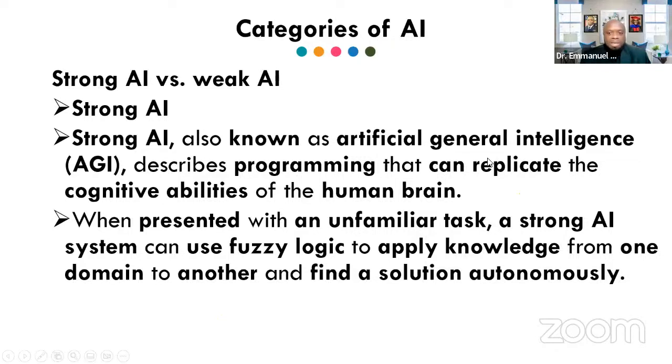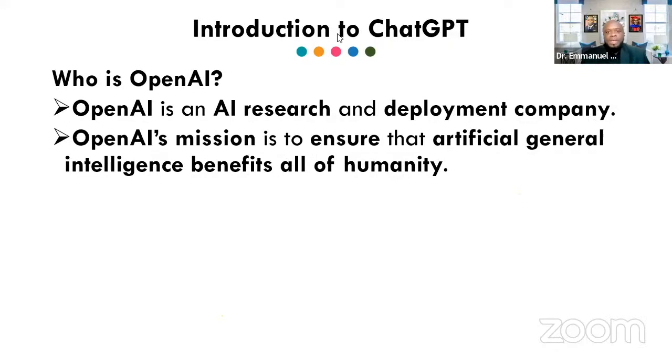So these are the two main categories that form the foundation of all types of AI that we are using today. Right now, we are going to look at who OpenAI is. OpenAI is a company that came up with ChatGPT. It is an artificial intelligence research company whose mission is to make artificial intelligence beneficial to all humanity. And I think they've started on a good note.